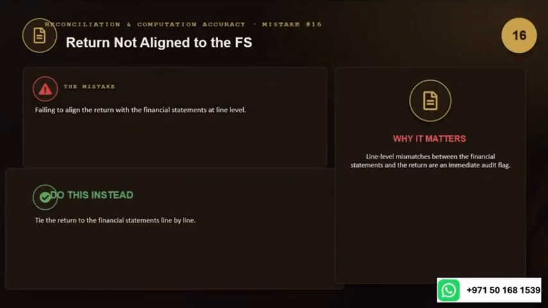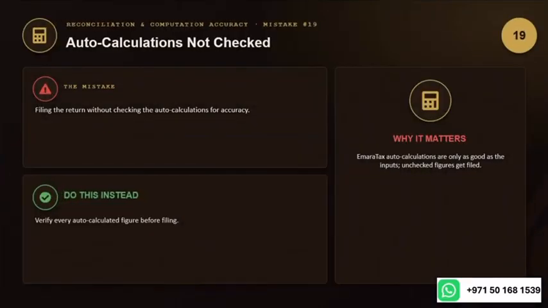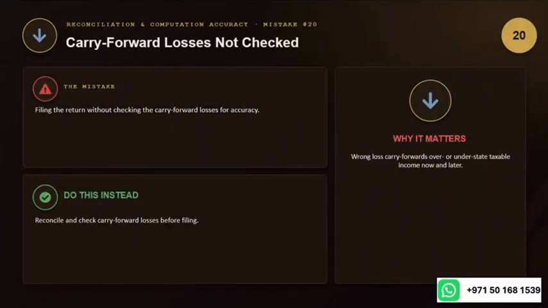Aligning returns with financial statements at the line level is essential to avoid immediate audit flags. Checking auto calculations ensures accuracy, preventing errors from unchecked figures. Reconcile and check carry forward losses to avoid under or overstating taxable income.